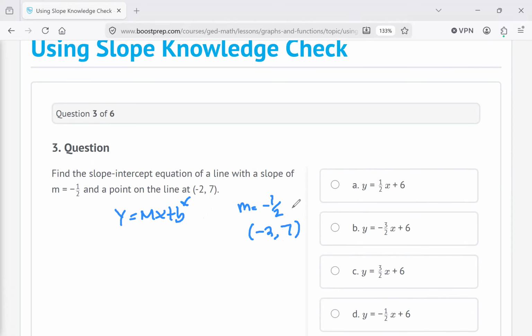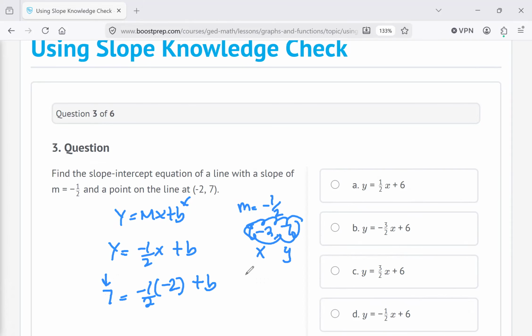So what we're going to do is plug in the slope. Let's replace our m with -1/2. I don't know what my b is. And then I'm going to plug in this random point in order to solve for b. So I'm going to replace x with -2 and replace y with 7. Okay, so go ahead and do that. Replace y with 7, replace x with -2, plus b. So I get 7 equals, what is -1/2 times -2? Well, two negatives becomes a positive. So that's going to be 1 plus b, right?